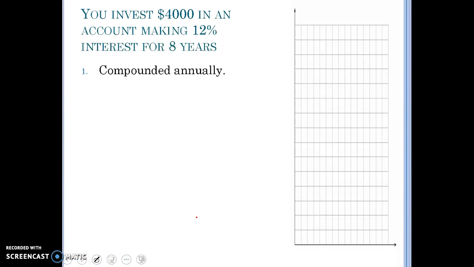So here's the situation. Suppose you invest $4,000 in an account that makes 12% interest for 8 years. So we know that we're going to be in a general equation that looks like this: y equals a times b to the x. And so our a is our beginning amount, which is $4,000. We're going to multiply it times 1.12, because if you're making 12% interest, that means that it's 12% more than 100%. If it was just 100%, you'd stay the same. So it's times 1.12 to the 8th power.